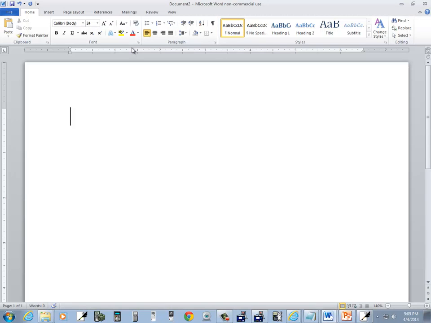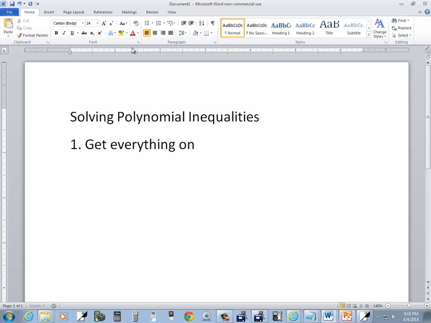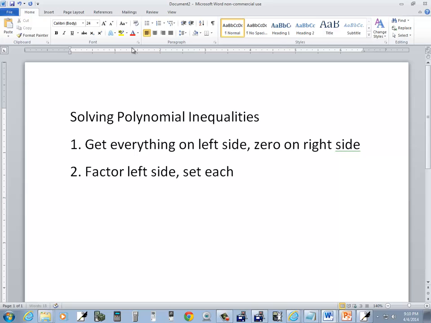And solving polynomial inequalities. Step 1, get everything on the left side, 0 on the right side, talking about terms, of course. Step 2, factor the left side, set each factor equal to 0, and solve. And these are your critical values.